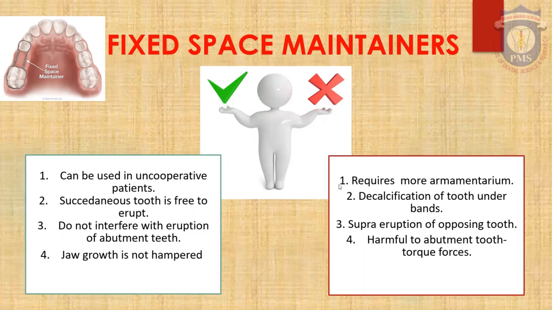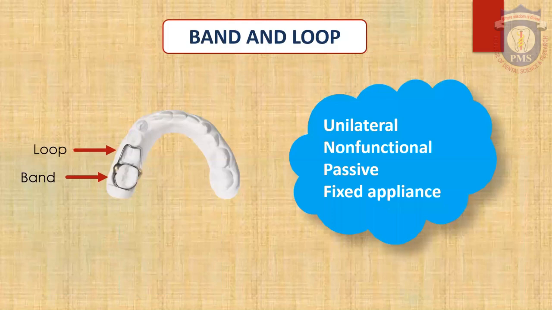The disadvantages include that it requires more armamentarium as a banding procedure is needed, and when the band is placed, it can result in decalcification of the tooth under the band. It can also cause supereruption of opposing teeth, and it can be harmful to the abutment teeth when torquing forces are activated by the appliance.